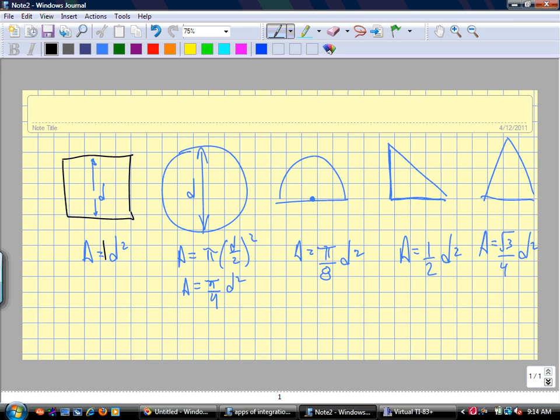So you don't really have to memorize formulas. All you really have to do is memorize coefficients. A square is 1. A circle is pi over 4. A semicircle is pi over 8. A right triangle is 1 over 2. An equilateral triangle is √3 over 4. They're all d squared.